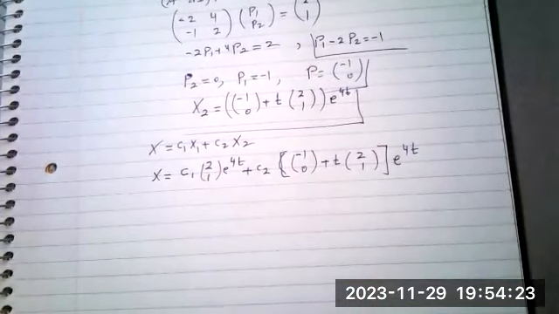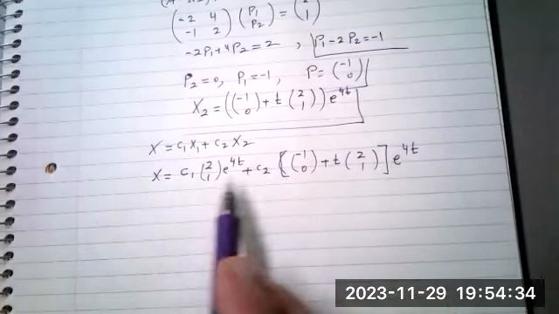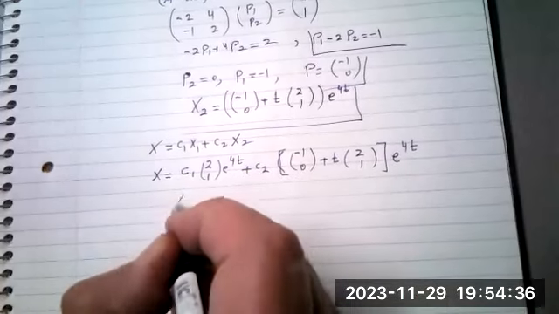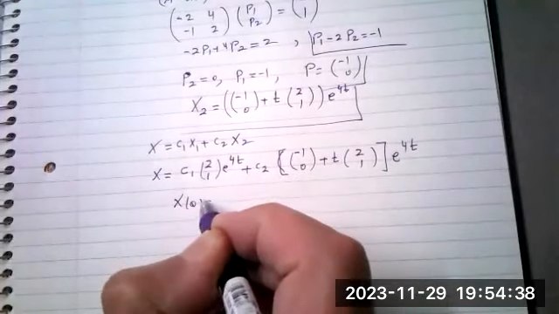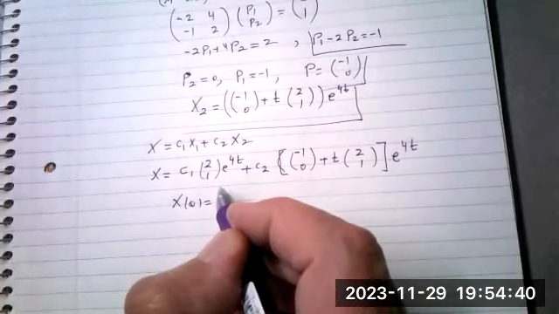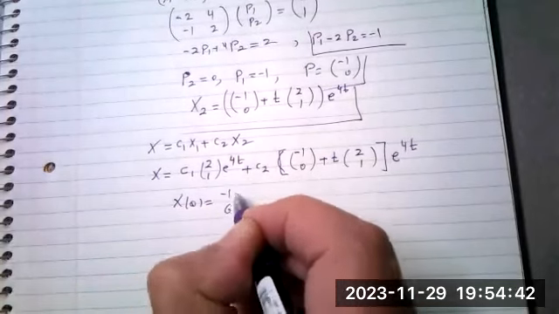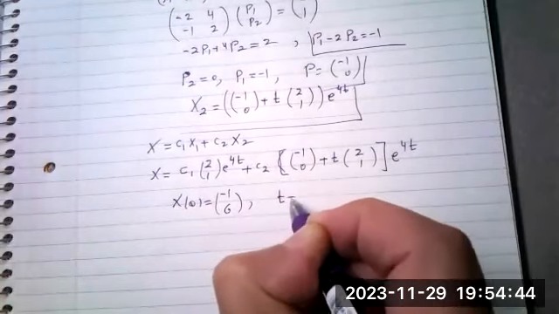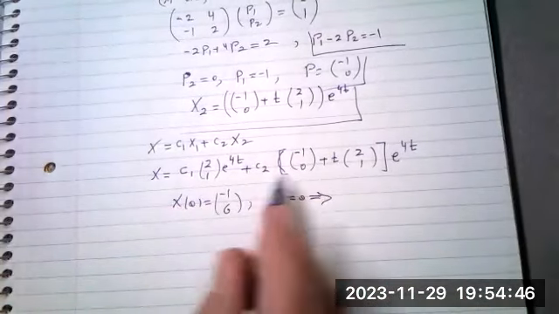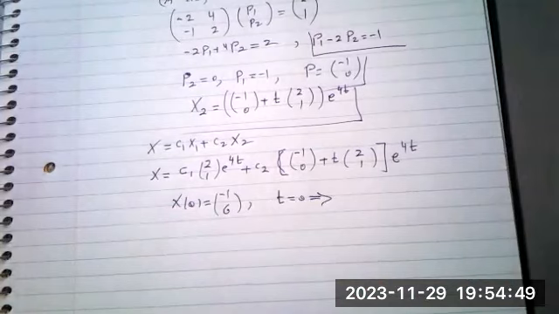Now we can write it down in matrix form, using the initial condition that you have. Your initial condition is x of 0. This is x of t, remember. So x of 0 is equal to negative 1 and 6. Put t equal to 0 and let this be equal to negative 1 and 6.